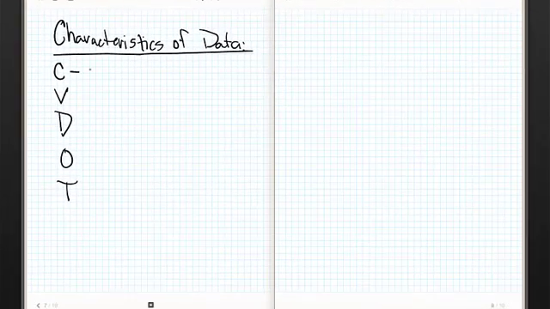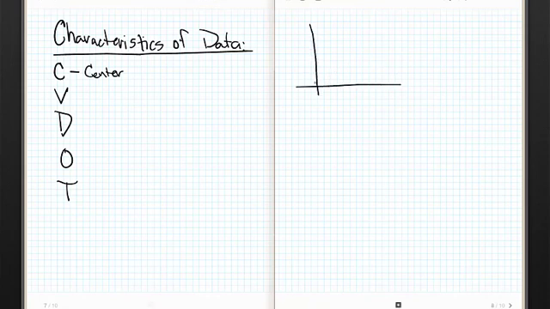So C stands for center. In other words, where's the center of a distribution? If I'm looking at some sort of a bar graph like that, where is the center of this data? What does this really mean? What am I looking at? I've got to look at the axes and see what they say. What is the vertical axis measuring? What's going on in the horizontal axis? And where would the center be?